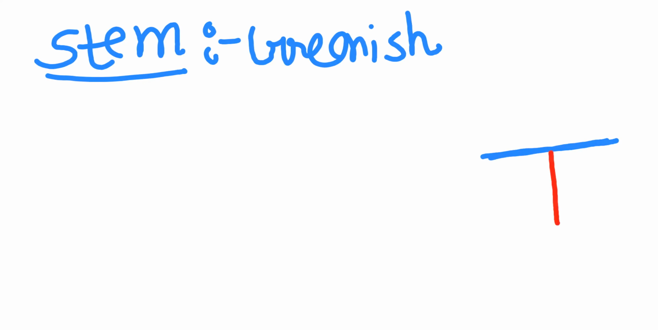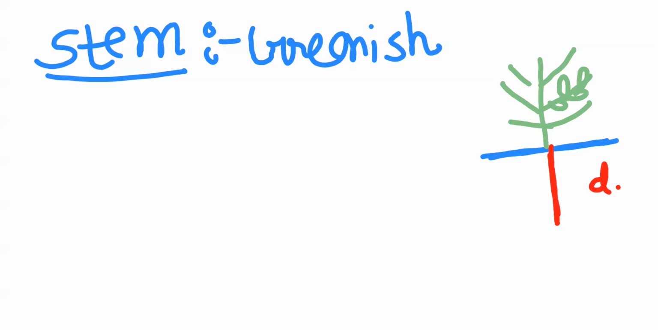Below the soil is the root axis, and above the soil, this one we call the descending part. This one we call the ascending part. So stem is the ascending part of the axis, which bears branches. On branches leaves are present. Then flowers come on it. From the flower, fruit is formed. So the definition of the stem: the stem is the ascending part of the plant axis, which bears branches, leaves, flowers, and fruits.